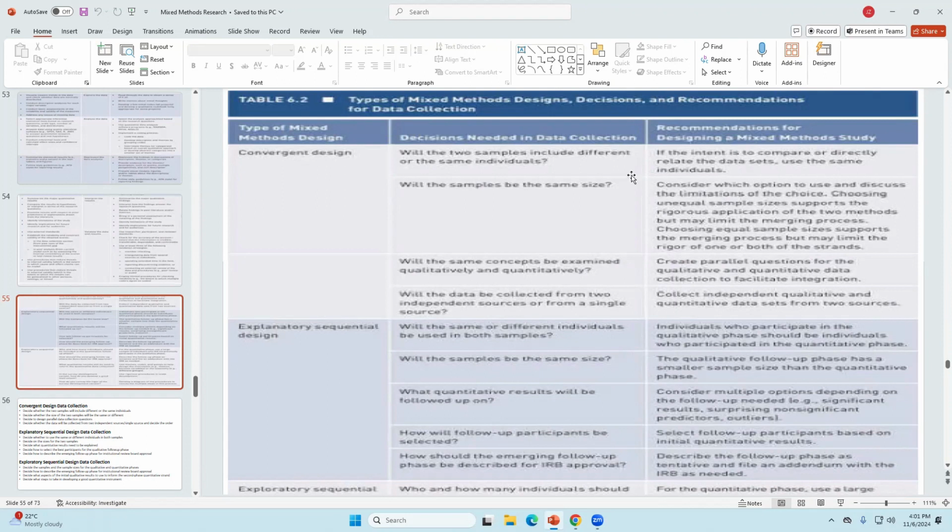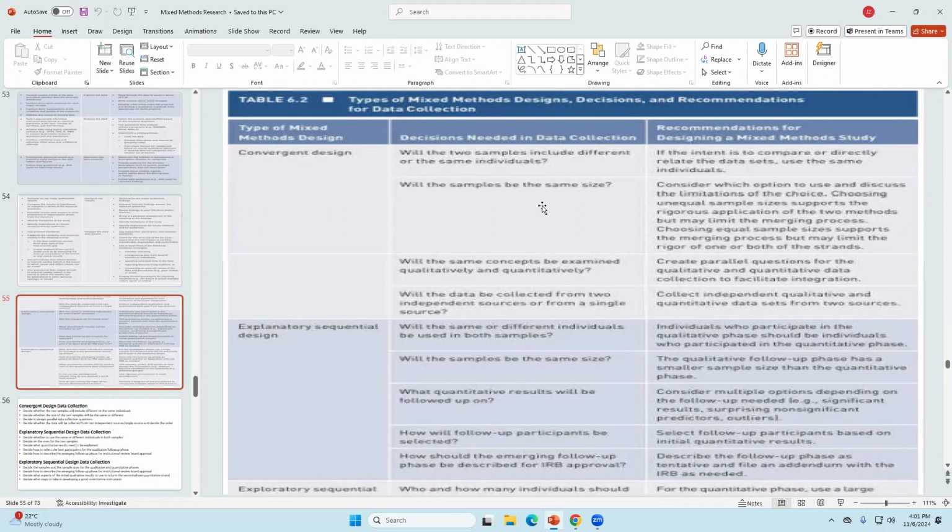However, will the sample be the same size? In convergence, you try to compare. And if you have to compare, the sample should be the same. So be careful, okay? Convergence is done to compare or diverge, and if your aim is to compare, of course, you use the same sample. So always be careful: convergence means same sample.